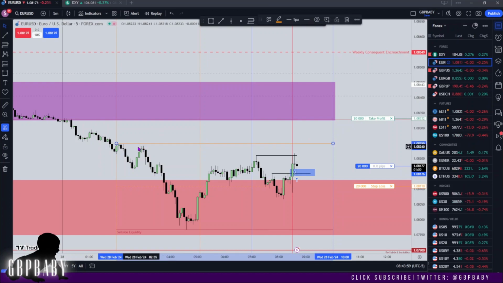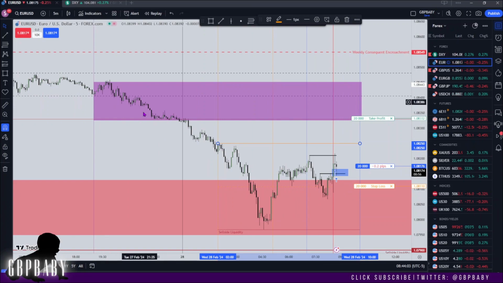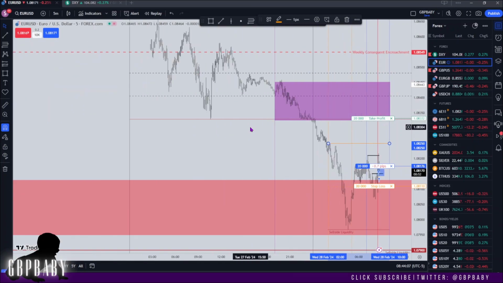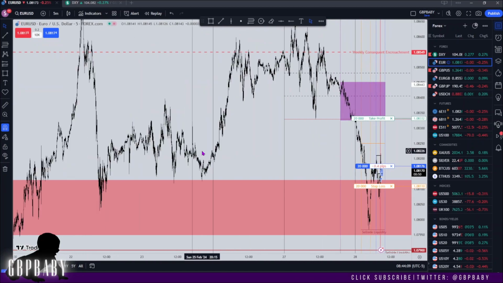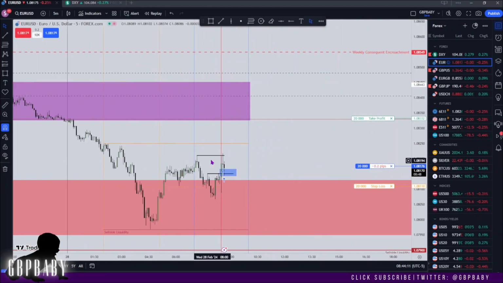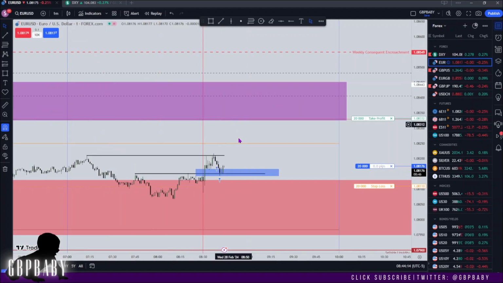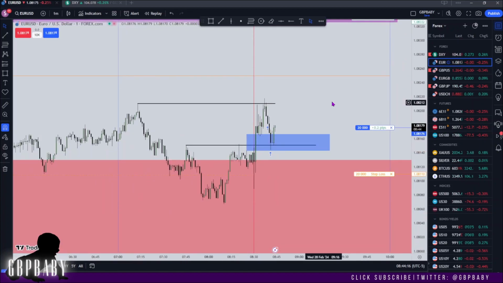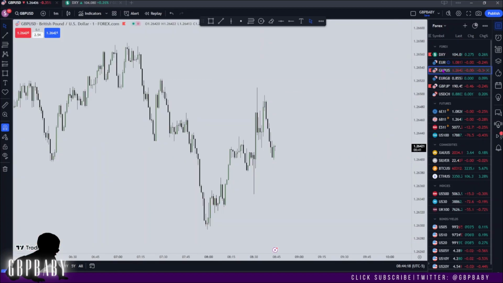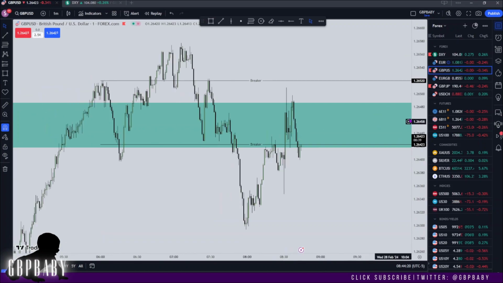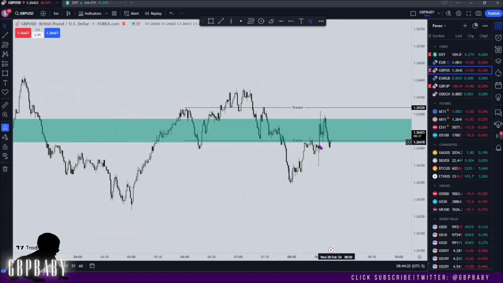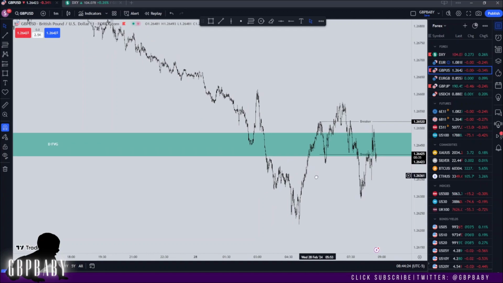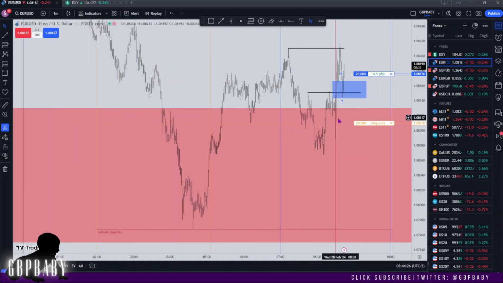You see that I've also delineated London's high above here, and then we have Asia's low right here. Now we haven't taken out Asia's high, which is interesting. Whether we reach up there or not is another question in itself. But generally, I'm expecting continuation to the upside. Let's see what GBP is doing. You can see we're just consolidating quite heavily on GBP. Nothing too fancy.